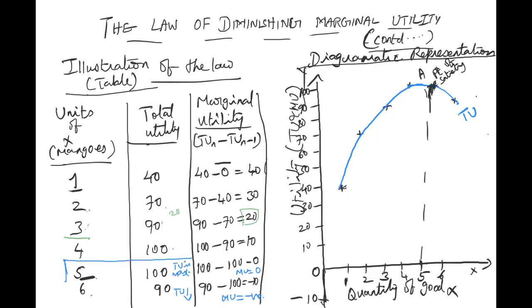Now moving on to the marginal utility. The first unit is getting 40. Second unit is getting 30. Third unit 20. Fourth unit 10. Fifth unit 0. And sixth unit is becoming negative. So now connect all this. We are getting the marginal utility curve.